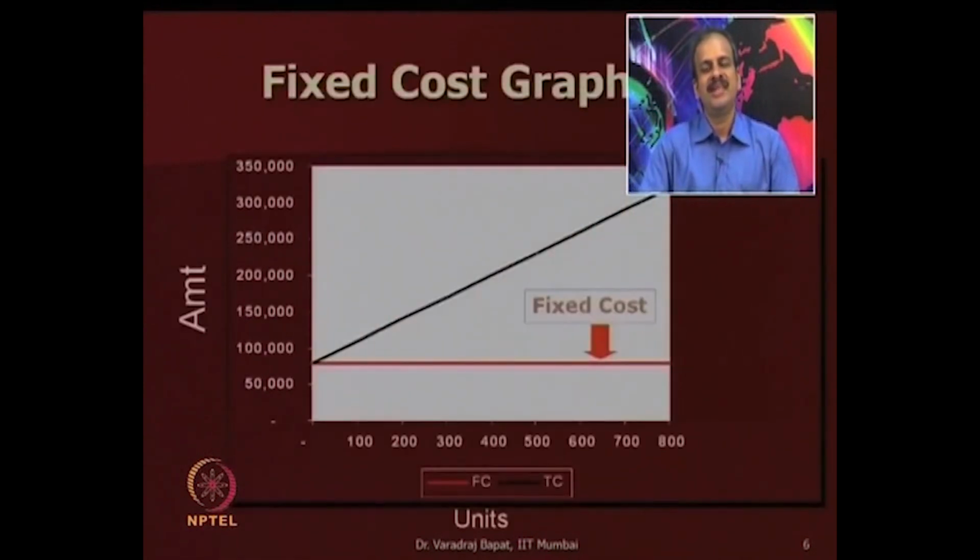Now, this is a graph of fixed costs. You can see the total costs will rise, the level of activity will also rise from 0 to above, but fixed cost remains that horizontal line which never changes. Is it clear? So, as the number of units increase, the fixed cost does not change at all, it remains completely constant, hence it is known as fixed cost.